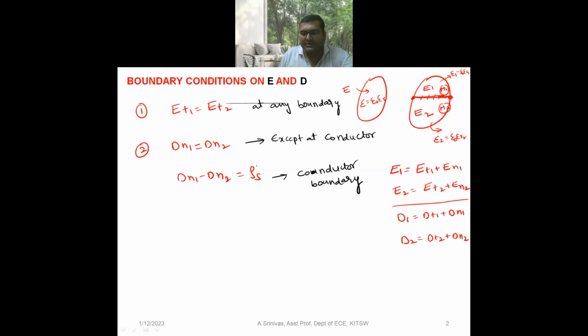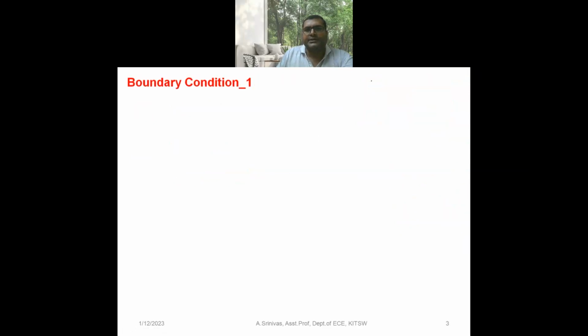Let us continue our discussion with condition 1 in the next slide. The boundary condition 1 is ET1 is equal to ET2. We are going to derive this equation based on the closed line integral of E dot dl is equal to 0. Let it be equation number 1.